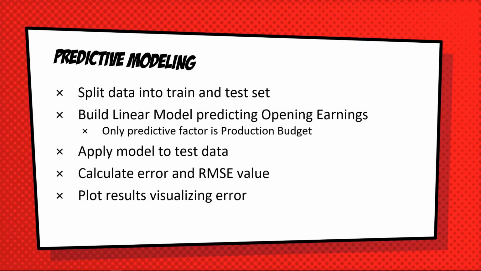So, for the predictive model, first we split the data into a train and a test set. Then we build a linear model predicting the opening earnings with the only predictive factor being production budget. Then we apply the model to the test data, calculate the error and RMSE value, and then we plot the results to visualize the error.